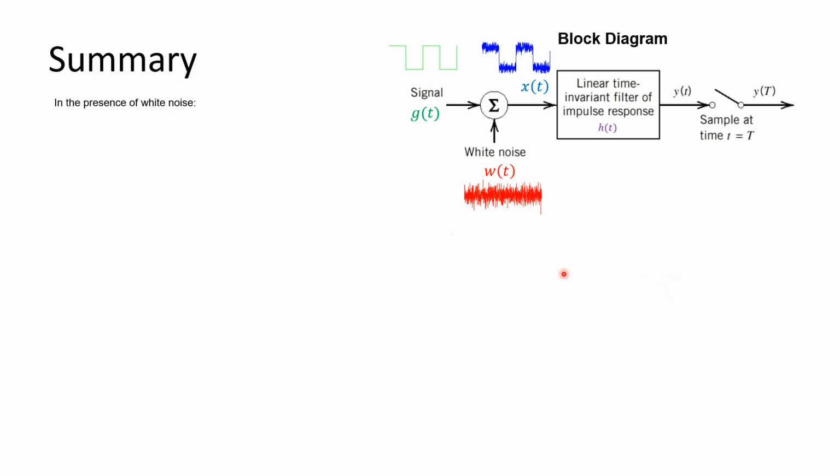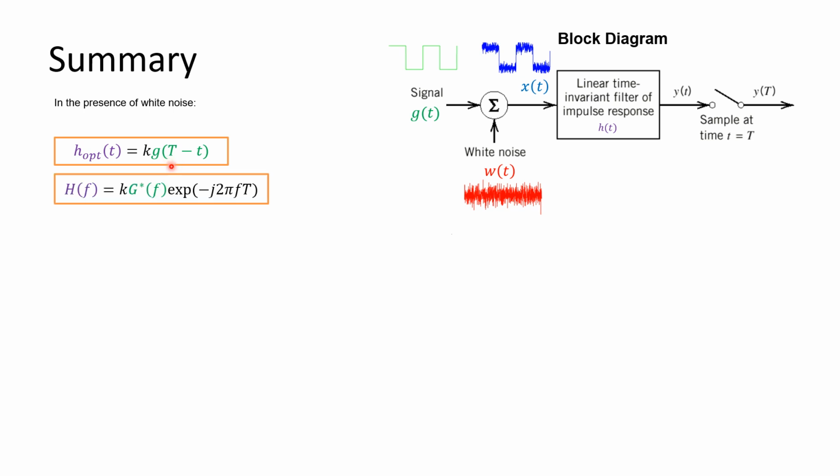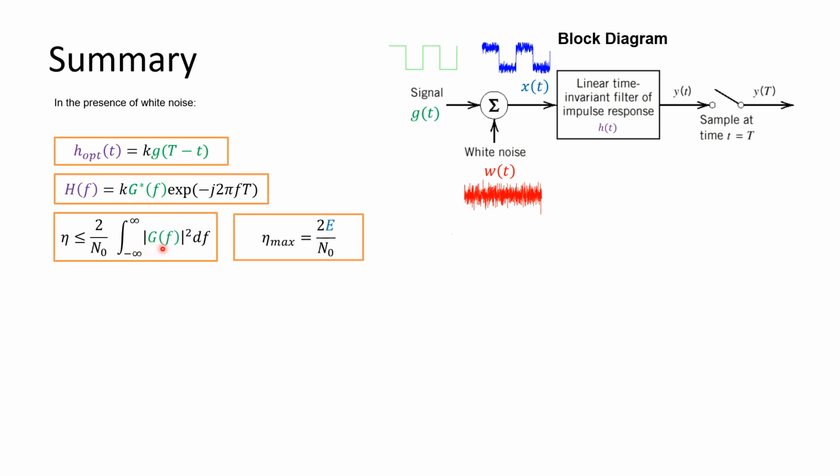Now let's summarize. In the presence of additive white noise with zero mean, with some restrictions, the optimum filter is a matched filter which has the following impulse response: a scaled, inverted, and delayed version of the signal. And we have also the frequency domain response, that's the frequency domain of the matched filter. We also know that the output will always be less than or equal to this value, where this is the energy of the signal. The max exactly will be 2E over N naught.